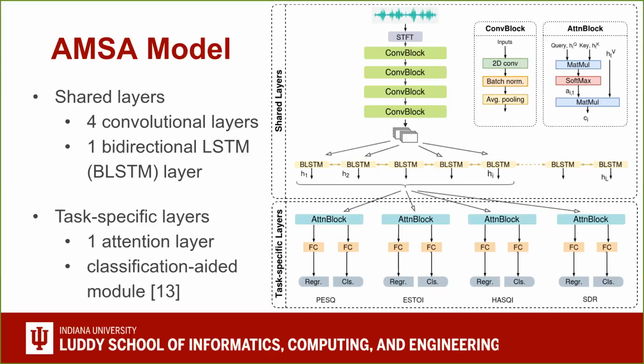Then every task-specific subnet has its own attention layer and classification-aided module. This allows the network to focus on task-specific information that may improve prediction performance. The attention network is used to adaptively measure the importance of different components within the feature space.